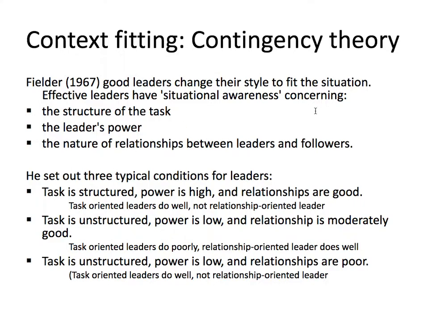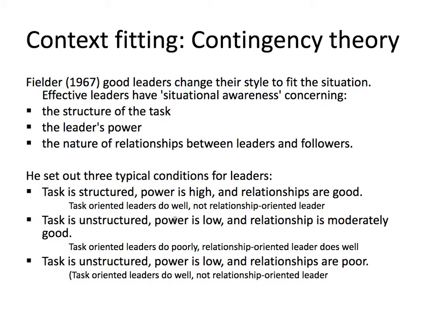And Fiedler sets out 3 typical conditions which leaders find themselves in. He suggests that in the first instance, tasks may be structured, the power will be concentrated in the leader, and relationships will be good. And this is a situation in which task-orientated leaders tend to do very well. Because the task is structured, people need to be told what to do. Because the organisational context means that leaders have a high degree of power, people are expecting them to tell them what to do, and so you get good relationships.